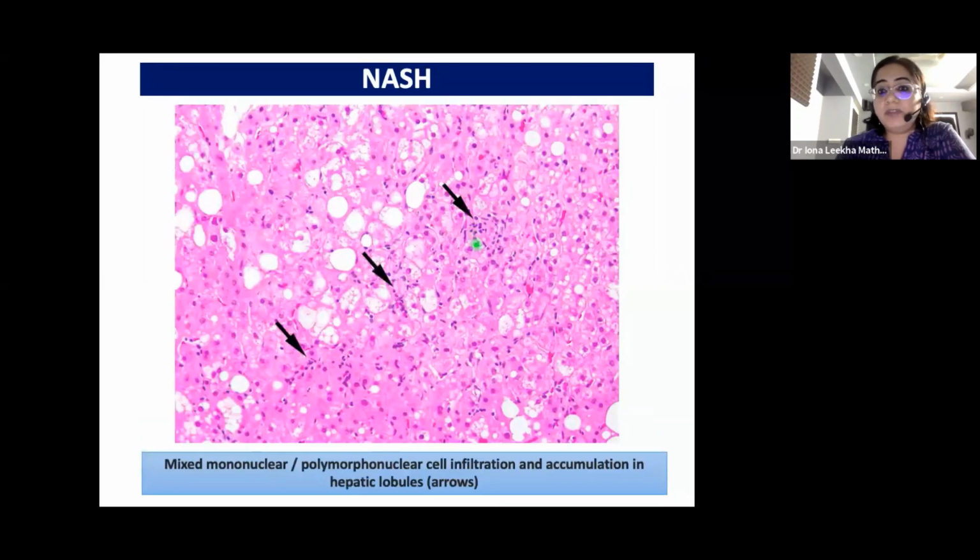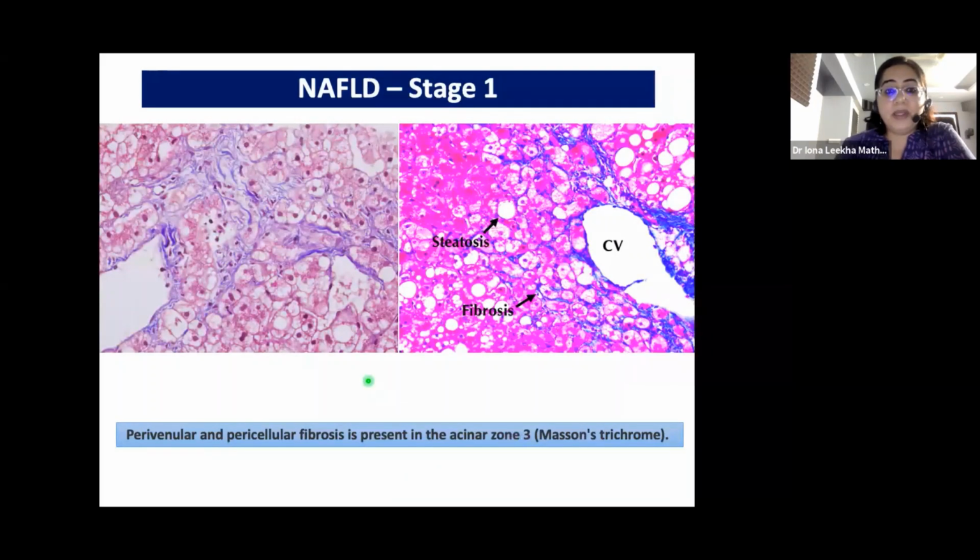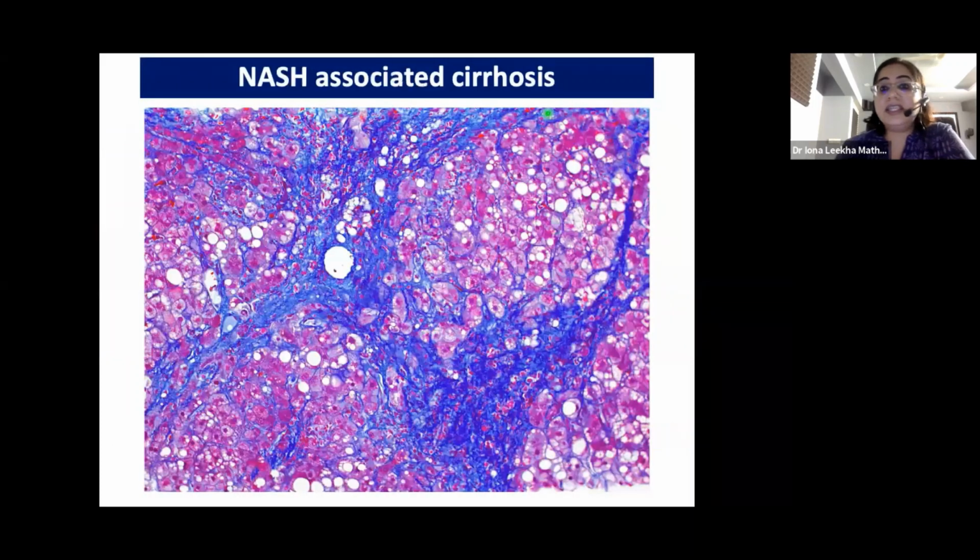This is again lobular inflammation, where you can see inflammatory cells which could be mononuclear or polymorphonuclear around the hepatocytes, all these areas, the arrows. This is what you see in stage 1, where there is perivenular and pericellular fibrosis. This is the Masson's trichrome. You can see the pericellular fibrosis here. This is NASH-induced cirrhosis. You can see these fibrous bands enclosing nodules of hepatocytes here. This is a trichrome stain.